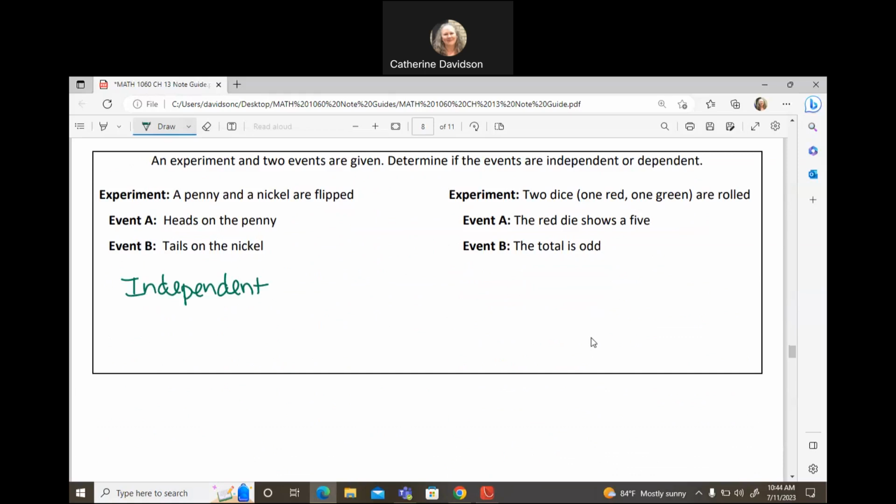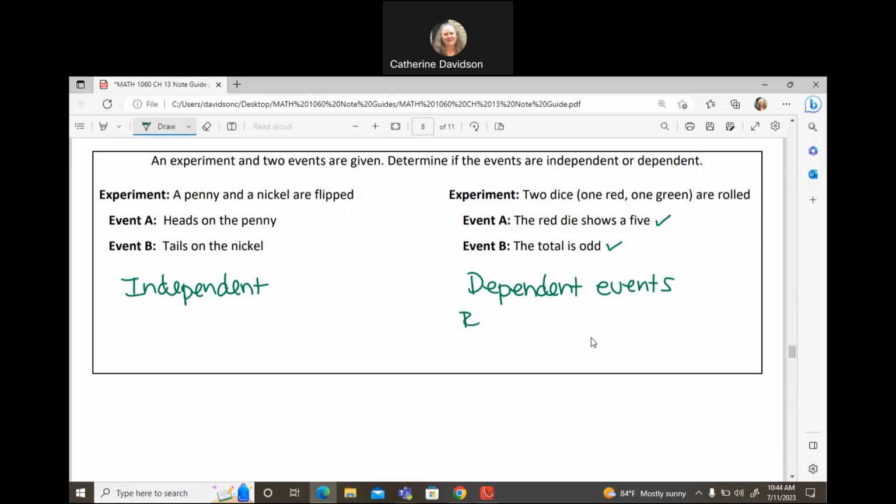All right, you have 2 dice, and they say one's red, one's green. I don't know why they distinguish colors, but it's kind of irrelevant. All right, so you have 2 dice. The red shows a 5, and the total is odd. So does what shows up on the 5 affect the total of the 2 dice? It does. So these are dependent events.